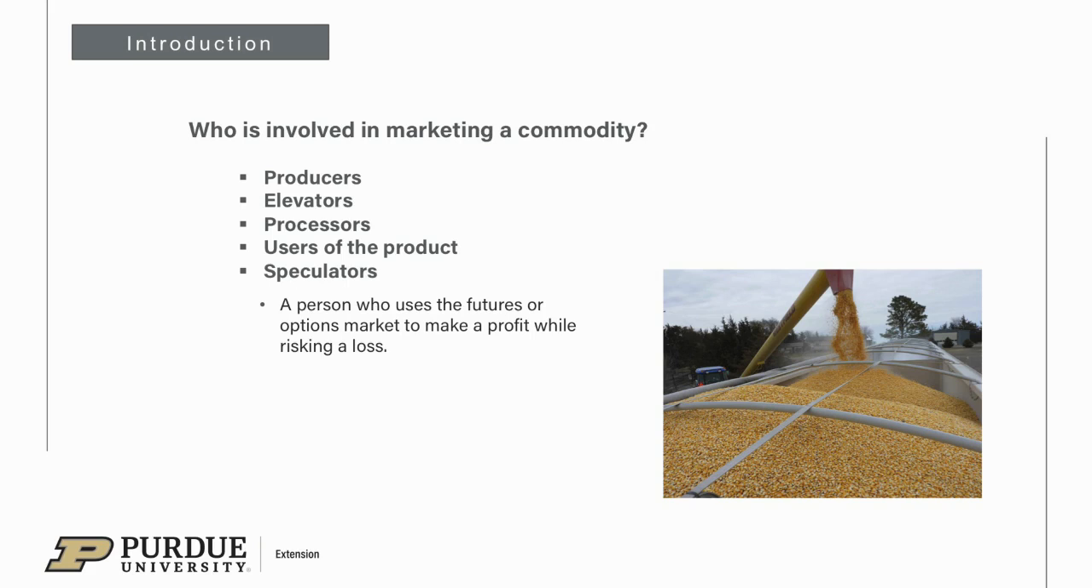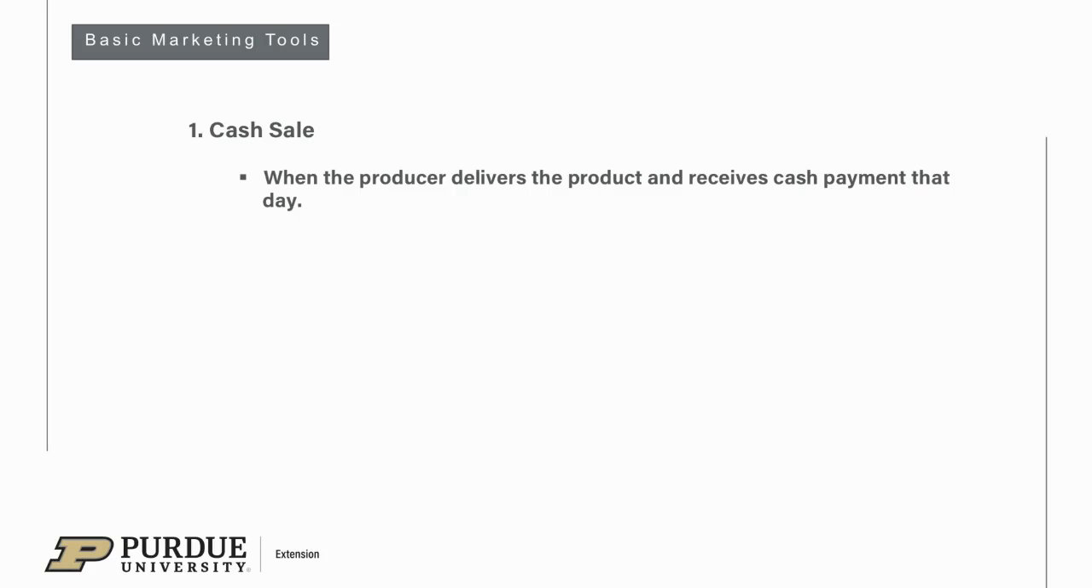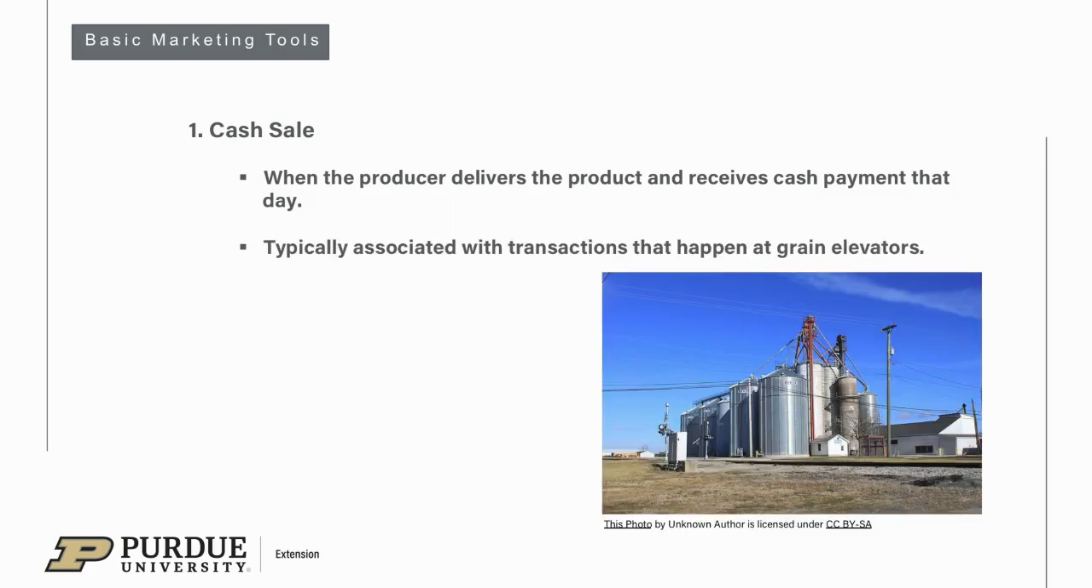Now, all these different individuals can use one of 4 different tools when trying to make their marketing decisions. And so we're going to take a look at what those 4 tools are. And the very first one is our cash sale. It's when the producer delivers the product to a location and receives a cash payment that same day. Really, we typically associate that with transactions that happen at grain elevators. And you can think about this as being one of the easiest ways to market your product because it's very simple. You just deliver it, receive cash.